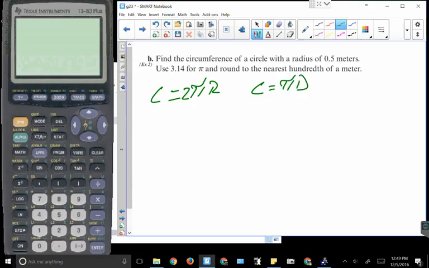Pi times diameter. Depending upon what they give you, it dictates which one you use. So my circumference is going to be equal to 2 times pi. What am I supposed to use for pi? Does that mean I am going to use the pi key on the calculator? Absolutely not. Those of you that tried that are going to have a different answer, because it wants you rounded to the nearest hundredth of a meter, and you may end up getting the same exact answer.